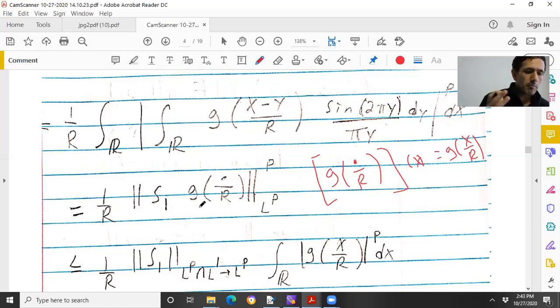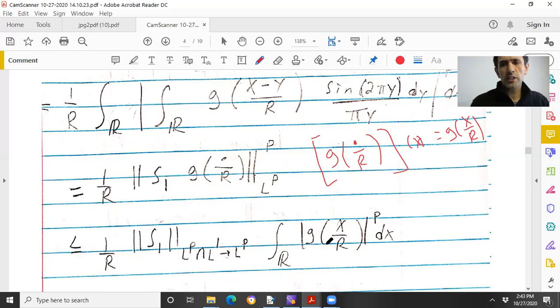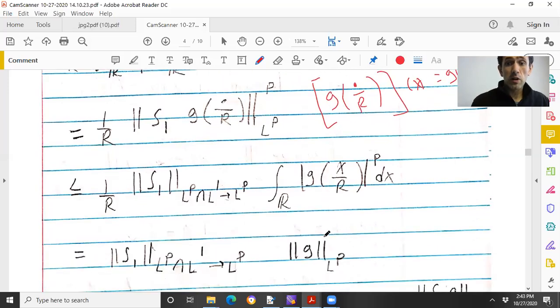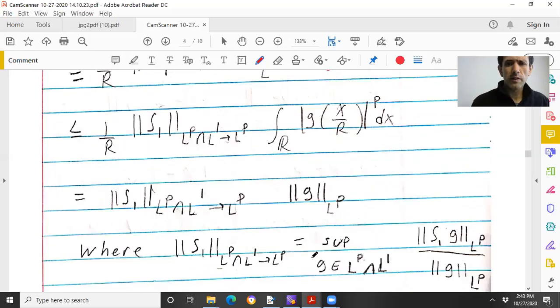This whole Fourier transform of a convolution is a product of Fourier transforms. We needed g to be L^1 for that to work. Okay. All right, but you do one last change of variables. This is just the L^p norm of g. Okay. And this operator norm is just the usual operator norm. If there's any confusion on what the norm on L^p intersect L^1 is, it's just the L^p norm.